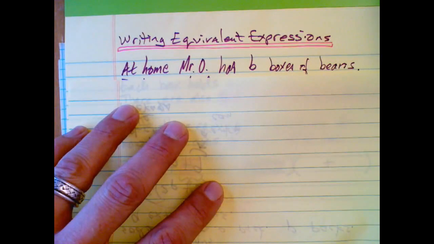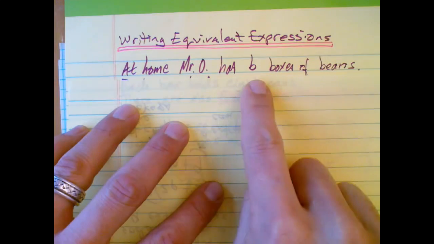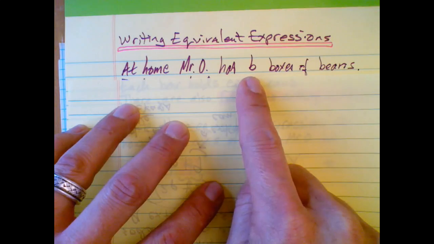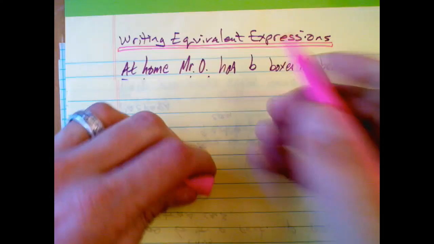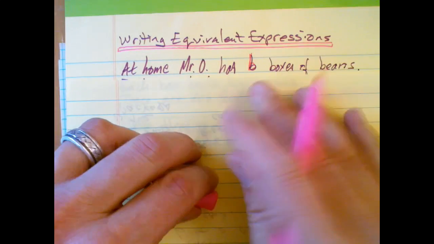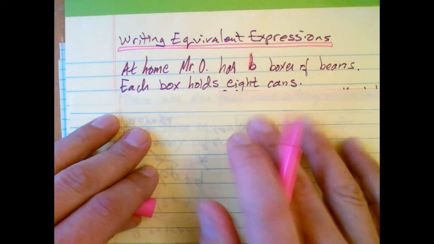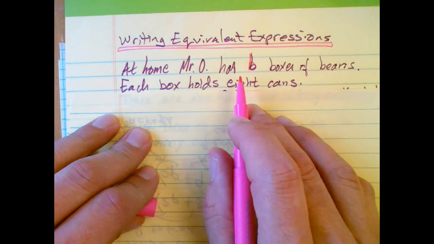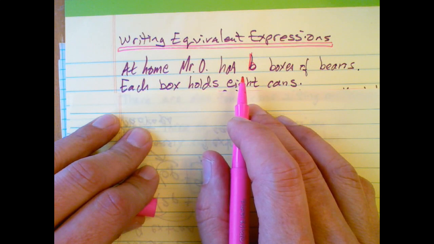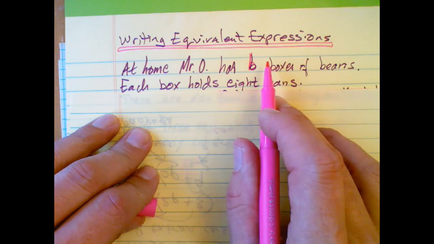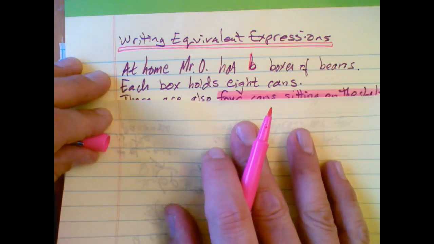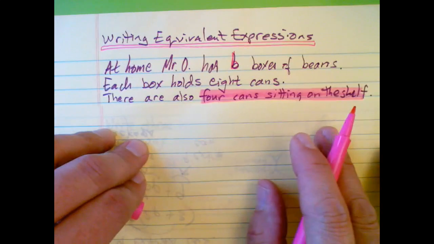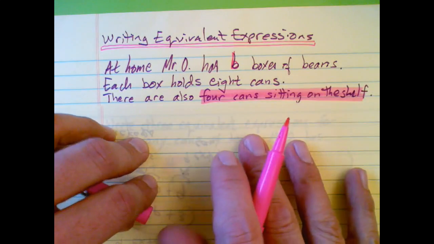So we started off that Mr. O had B boxes of beans. So I don't know how many, but we're going to represent it with the letter B. So that's the letter B, B boxes. Each box holds 8 cans. So if I had one box, that would be 8 cans. If I had 2 boxes, that would be 16 cans. If B equals 3 or 3 boxes, that would be 24 cans. There are also 4 cans sitting on the shelf, just hanging out by themselves, not in boxes.